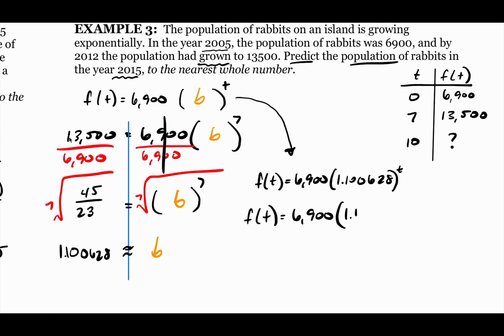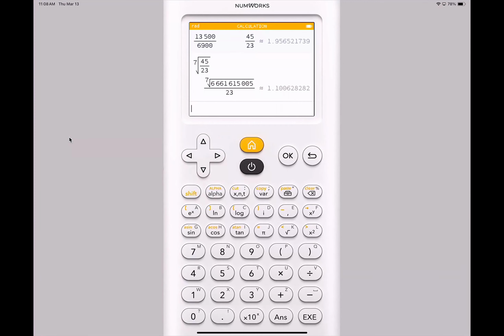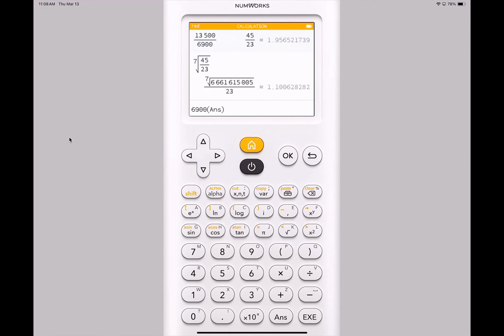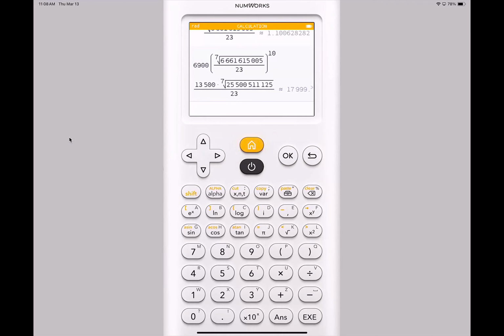So I've got 1.10628 to the 10th power. Now when I go back to do this, I'm going to do exactly what it says: 6900, parentheses, but I'm going to use the previous answer. I want to use the unrounded one. Close it, raise it to the 10th power. There we go.